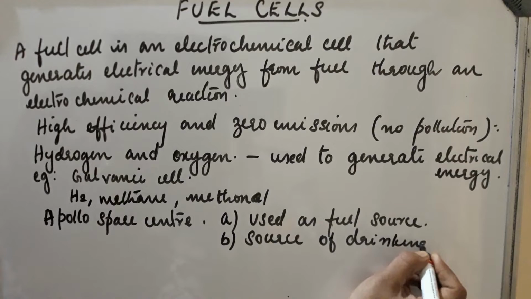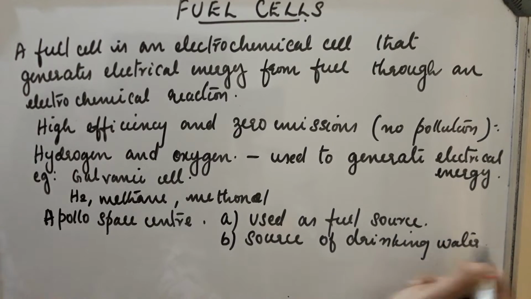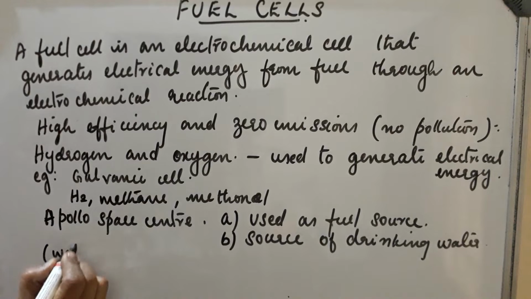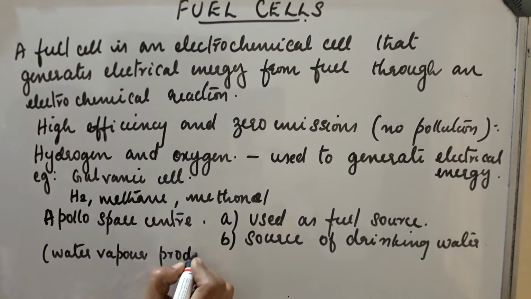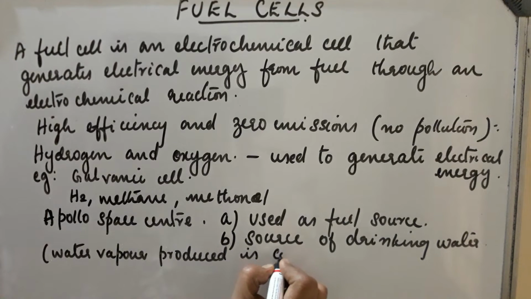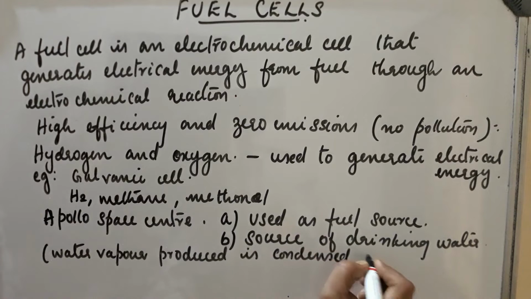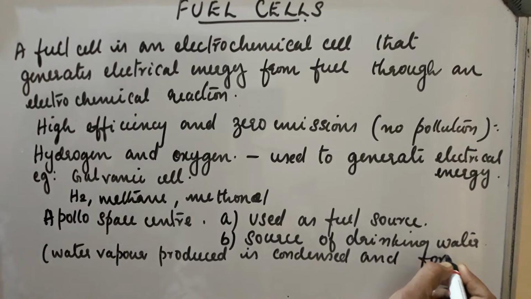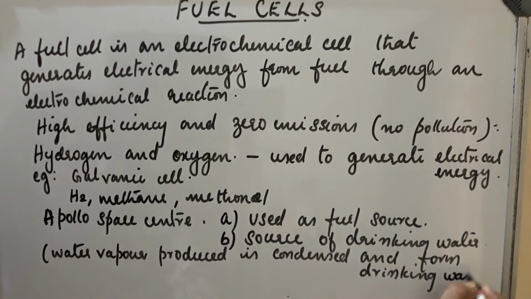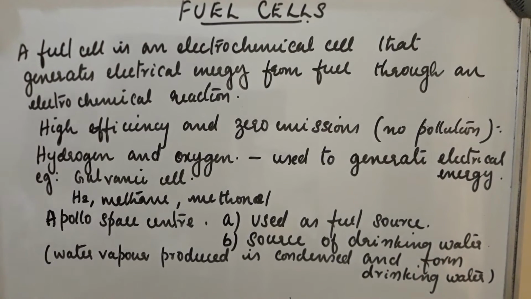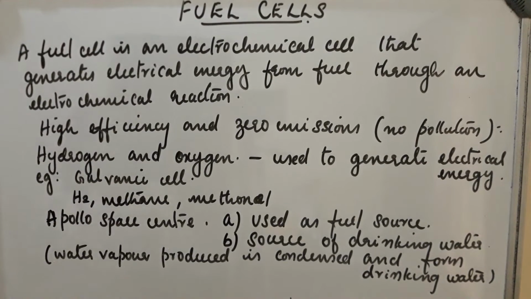Because in this case, along with electrical energy, water vapor is produced. The water vapor produced is condensed and forms drinking water. This drinking water is used by the astronauts for drinking purposes. So these are the two different purposes for which they used it in the Apollo Space Center.